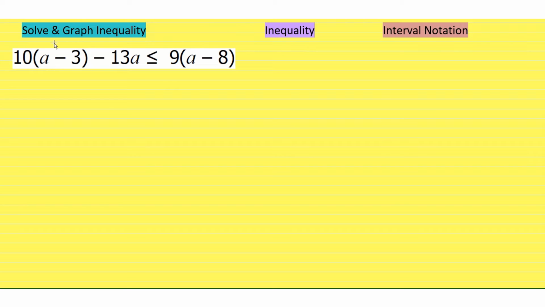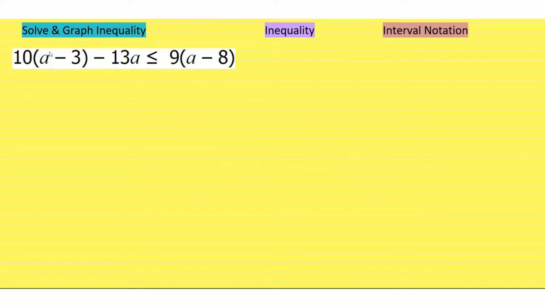This is Charlene. We are going to solve and graph this inequality. So our problem says that we have 10 times parentheses a minus 3, close parentheses, minus 13a, which is less than or equal to 9 times a minus 8.